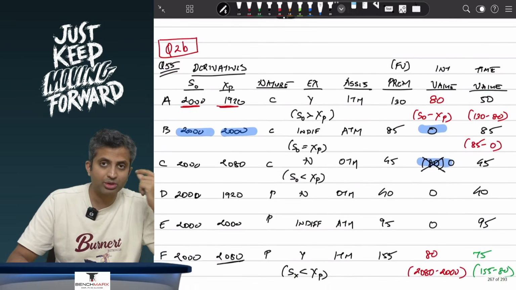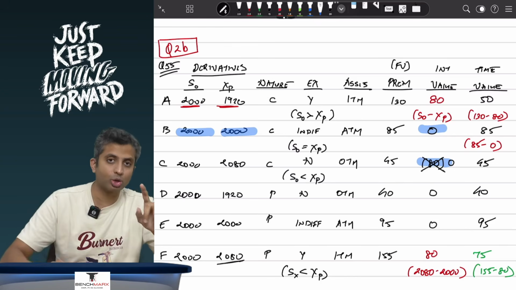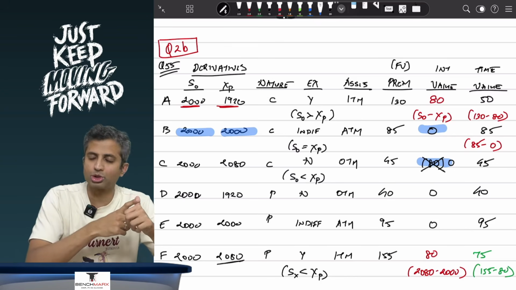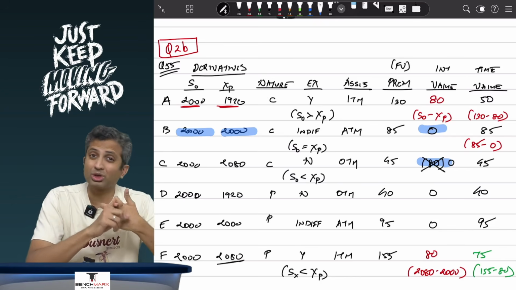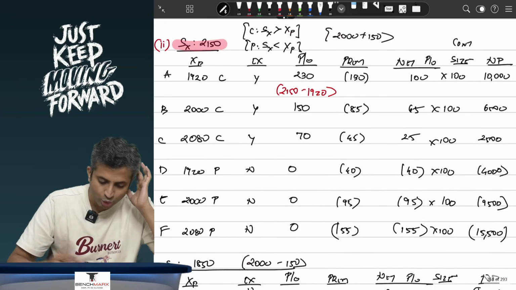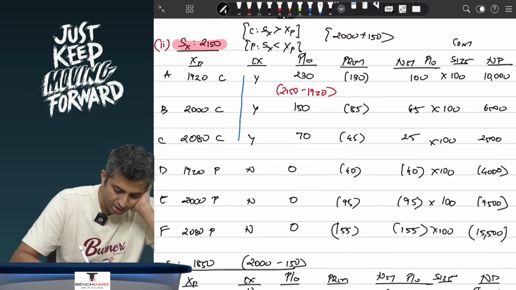Now, if the price becomes 2150, call options are right to buy. You would love to buy at a lower price. If the price becomes 2150, your call option at 1920 will definitely be exercised. The call option at 2000 will also be exercised. But the call option at 2080, I believe, will also be exercised. You have a right to buy. So all the 3 calls will be exercised.